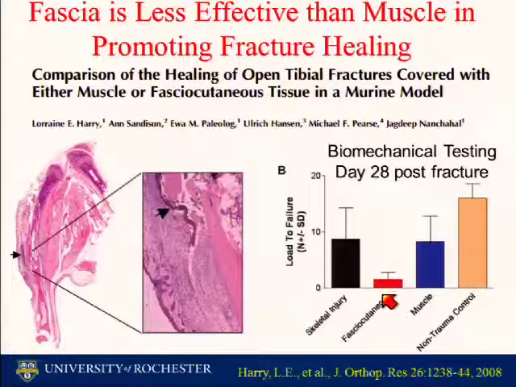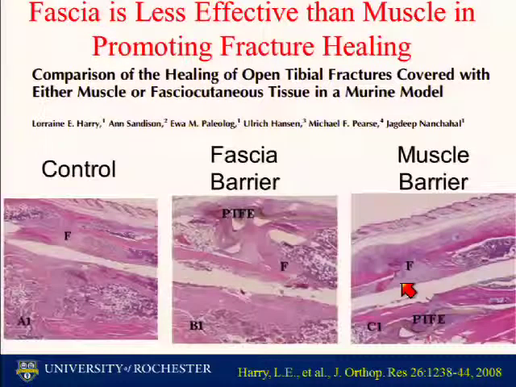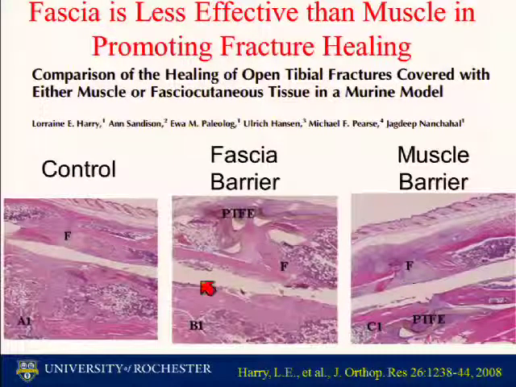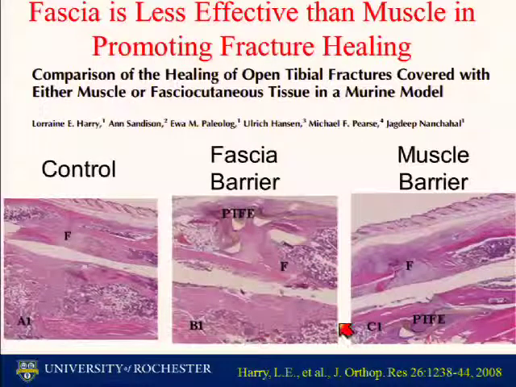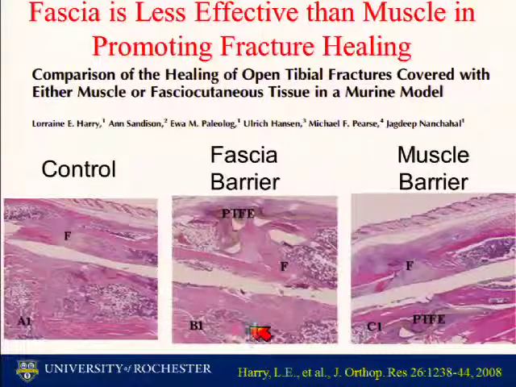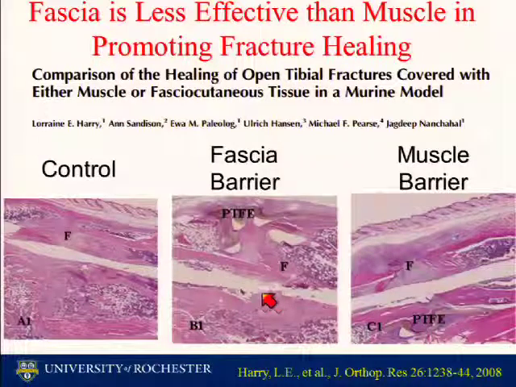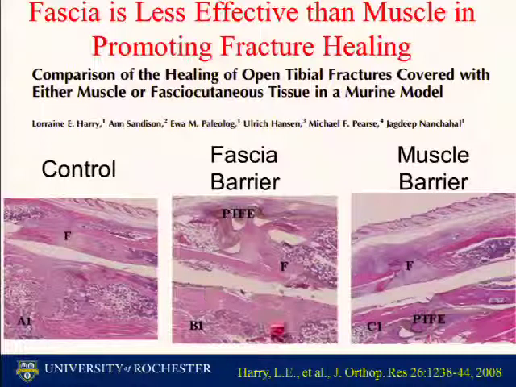So the muscle itself was shown to be an important component in driving this reparative process. And this again shows some of the histology from this, where with the fascial barrier, the muscle component, which is located along the back here, the muscle component is on there. There is repair present here, and then with the muscle barrier, where the muscle is absent, there's no evidence of a repair in this process.